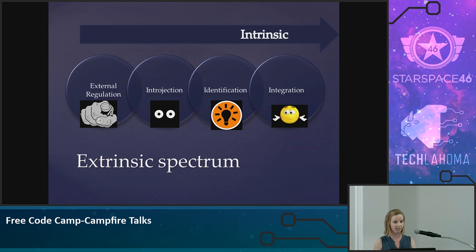Introjection may mean that it's something like a status thing for you. You want other people to look at you and see you as something, but you don't really necessarily want to do that. And identification may mean you think of it as a good idea. It's a logical thing for you to do, but you don't necessarily want to do it either. And then integration may mean, yeah, you want to do it, but you still kind of need a push to get you in the right direction.